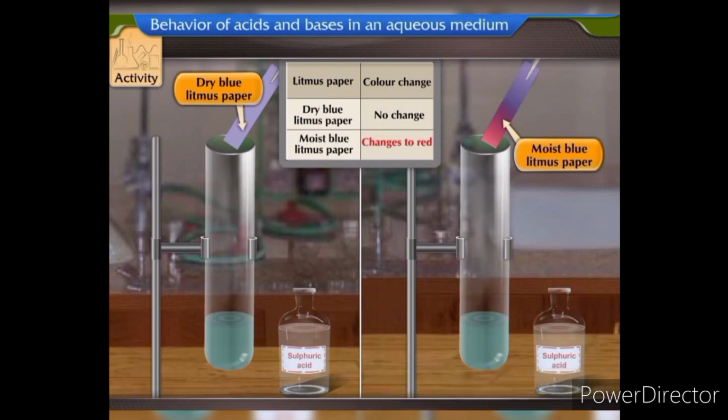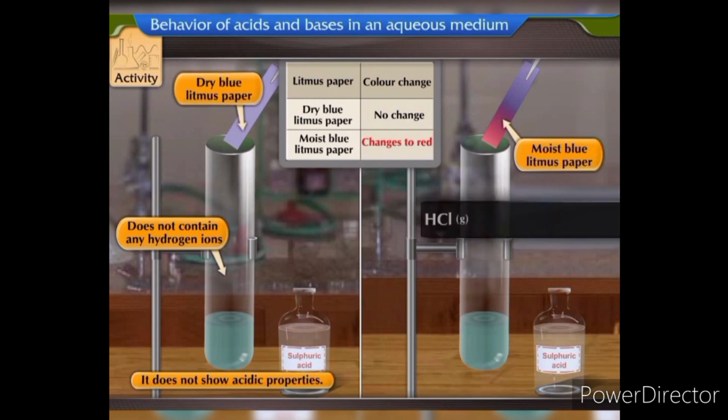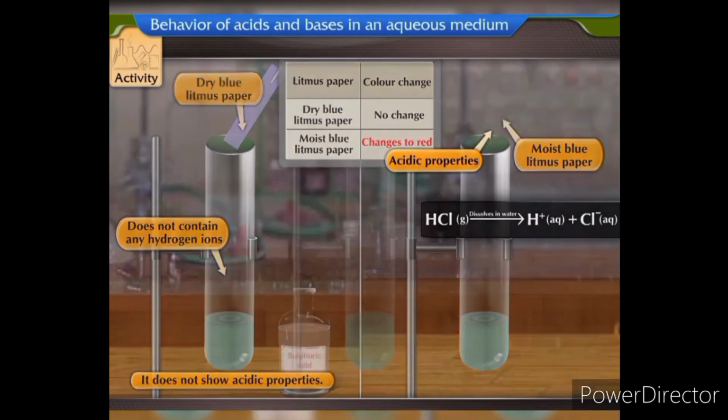Dry hydrogen chloride gas does not contain any hydrogen ions. Therefore, it does not show acidic properties. Thus, there was no effect on the litmus paper. However, when hydrogen chloride dissolves in water, it produces hydrogen ions and chloride ions. Therefore, it shows acidic properties. That is the reason why a moist blue litmus paper showed a color change.